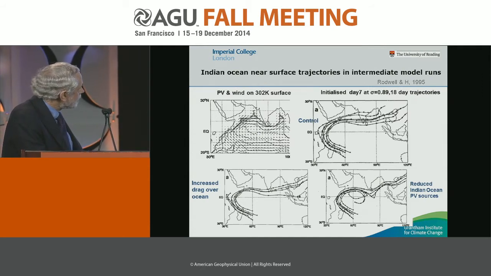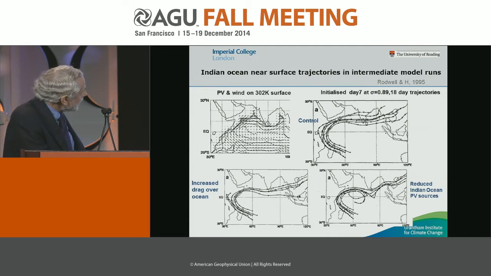So the trajectories look like this. And if you decrease the potential vorticity sources and sinks over the Indian Ocean, then it keeps its southern hemisphere value, and some of it actually returns inertially back to the southern hemisphere. So this thing of avoiding India is not being unkind to India, it's just the air finds it very difficult to stay in the northern hemisphere.